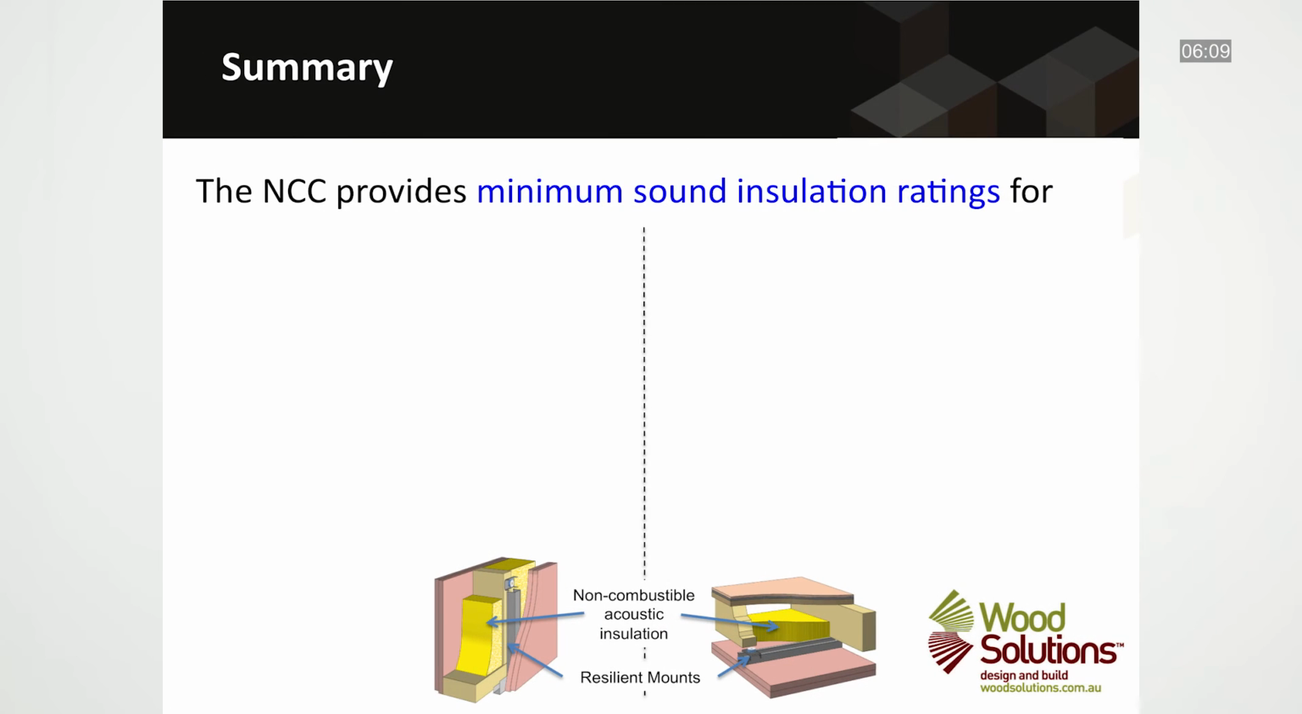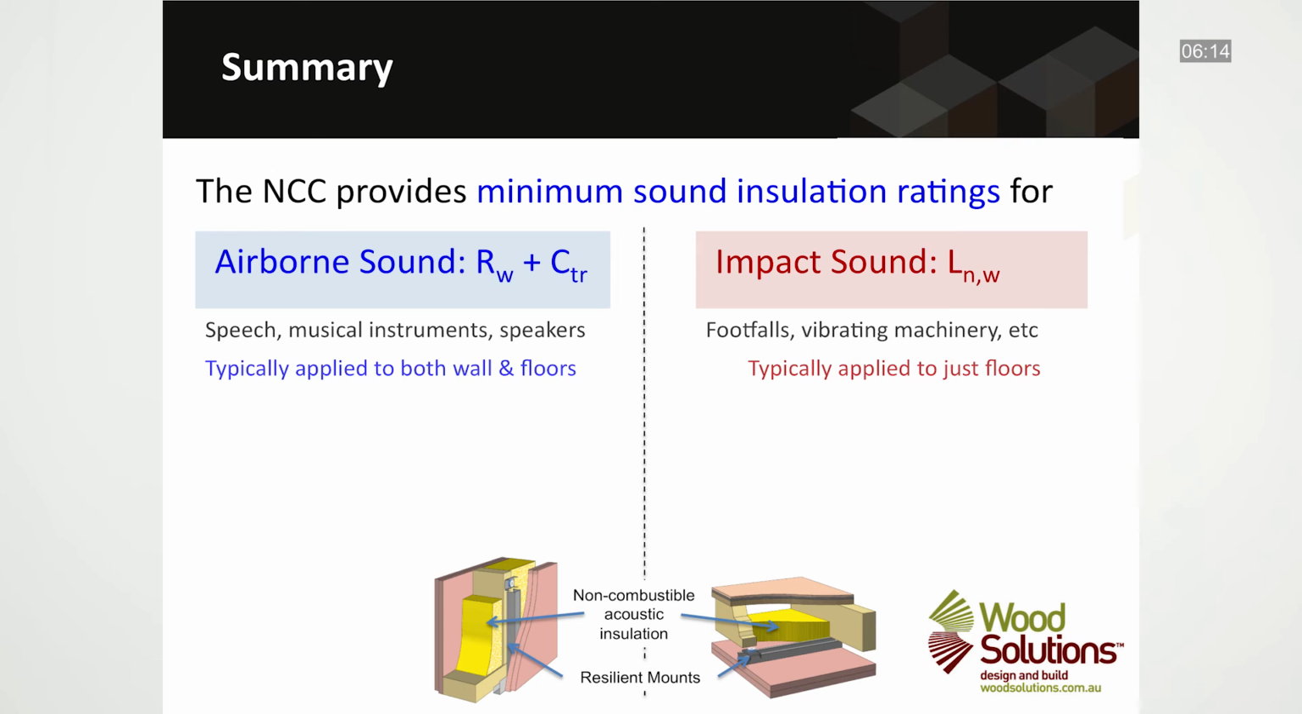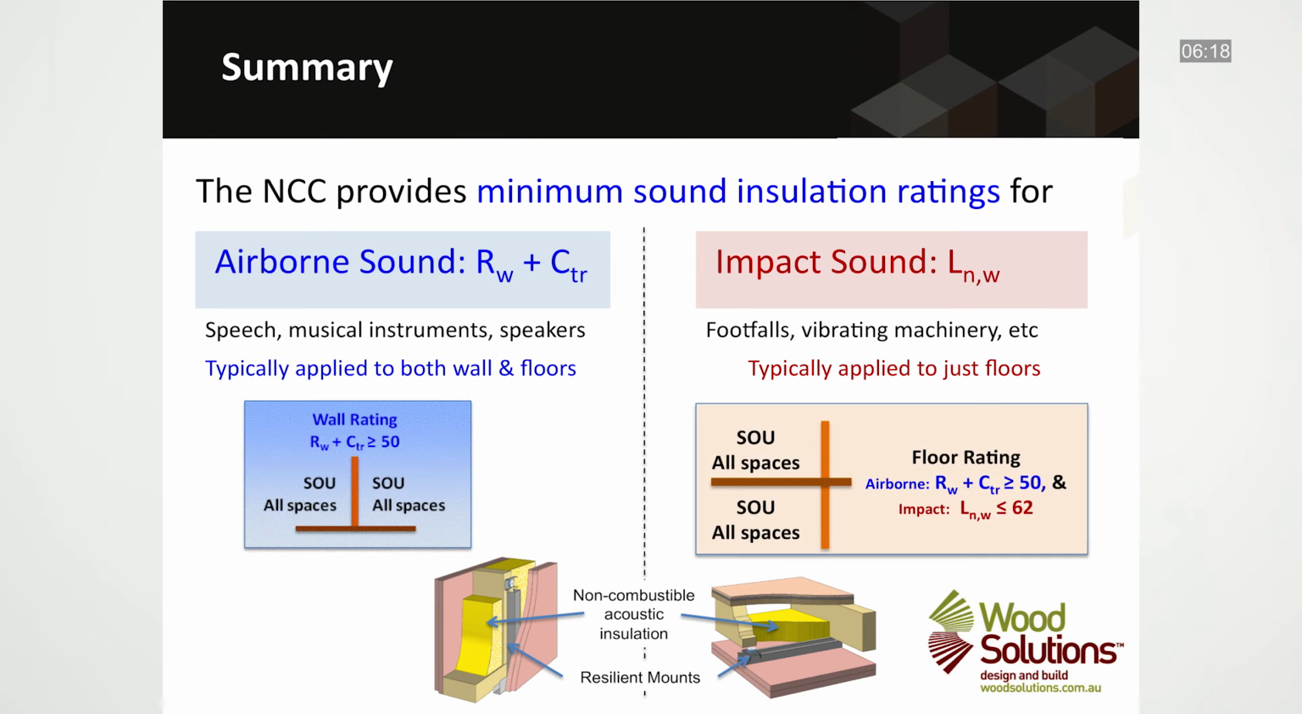So in summary, the NCC provides minimum sound insulation ratings for airborne sound and impact sound. Airborne sound includes noise from speech, musical instruments, speakers, etc., and is typically applied to both walls and floors. The airborne rating needs to be greater than the NCC's minimum requirement of 50. Impact sound includes noise from footfalls, vibrating machinery, etc., and is typically just applied to floors. The impact rating needs to be less than 62.